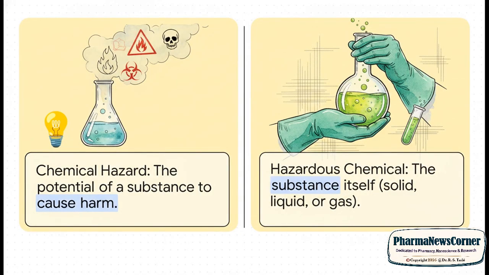And that leads us to a really important but kind of subtle distinction. What's the difference between a hazard and a hazardous chemical? Well, think of it like this. The chemical hazard is the idea, the abstract potential for harm. But the hazardous chemical, that's the actual stuff in the beaker, the solid, the liquid, the gas. Getting this right helps us separate the inherent property of a chemical from how we actually manage it day to day.